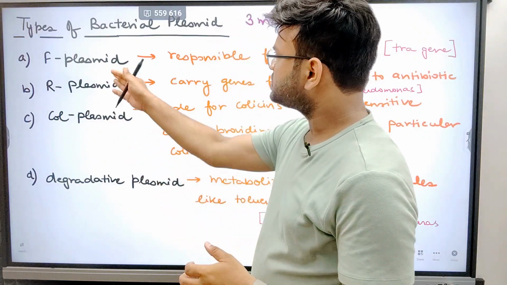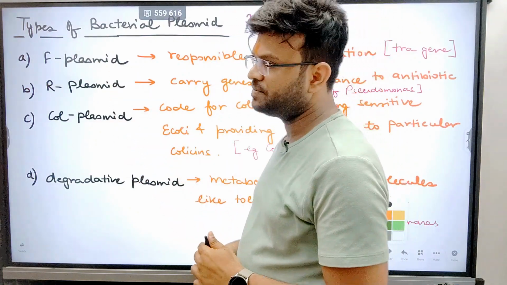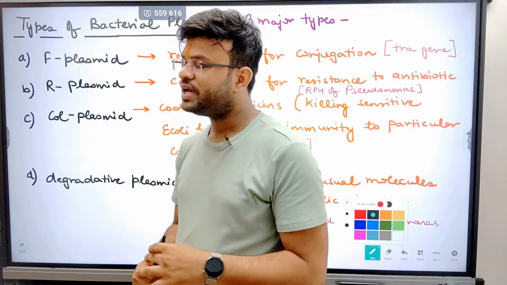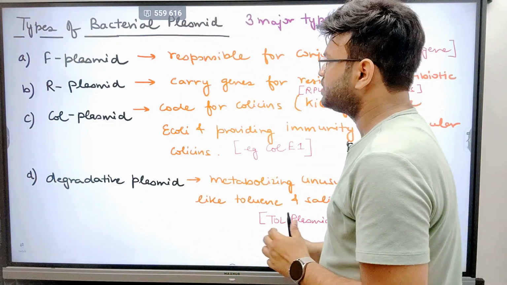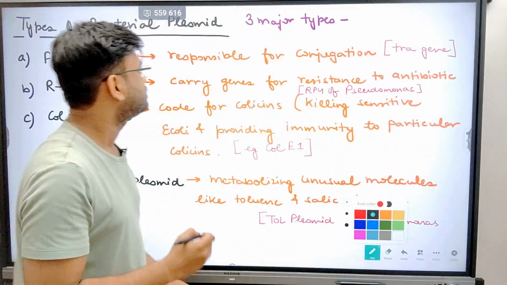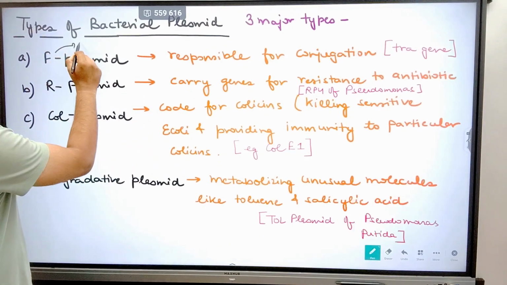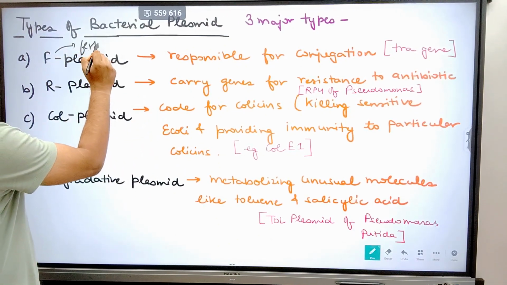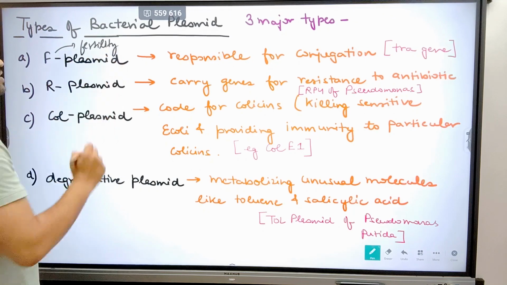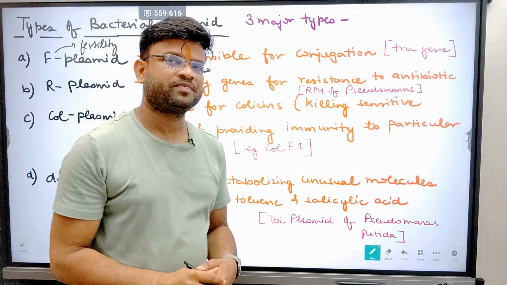So the first thing that comes to mind is F plasmid. What does F stand for? F stands for fertility over here. Let me just quickly write. F is fertility. What do you mean by fertility plasmid?